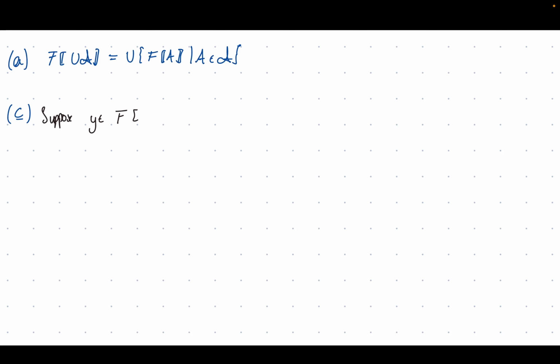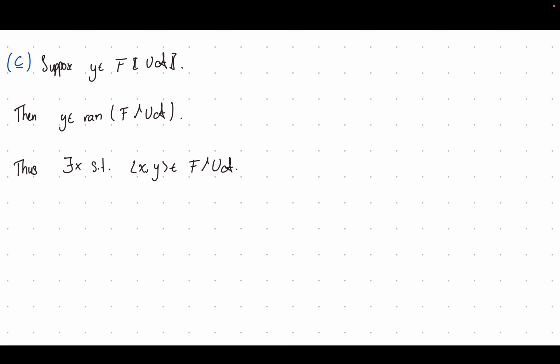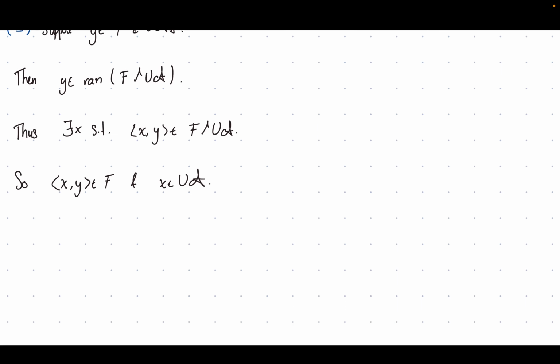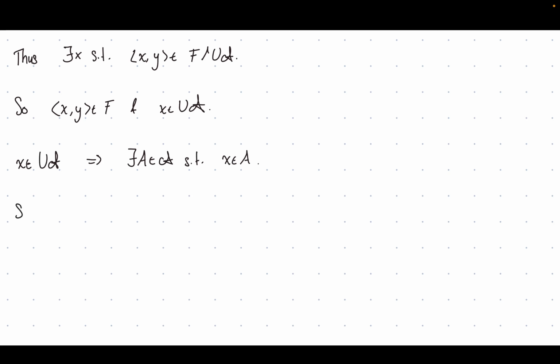that y is in the image of f under the union of script A. Then y is in the range of f restricted to the union of script A. Thus, there exists some x such that x, y is in f restricted to the union of script A. So x, y is in f and x is in the union of script A. Now x being in the union of script A implies that there exists some A in script A such that x is in A. So there exists some A such that x, y is in f and x is in A.